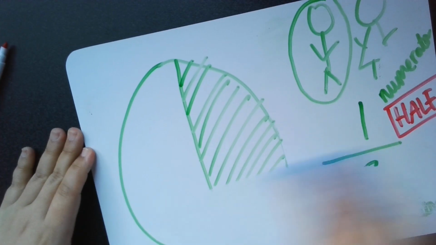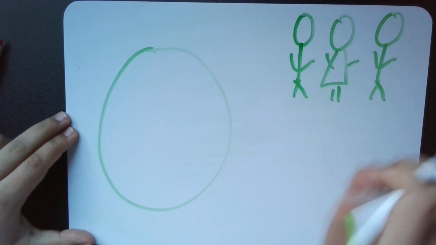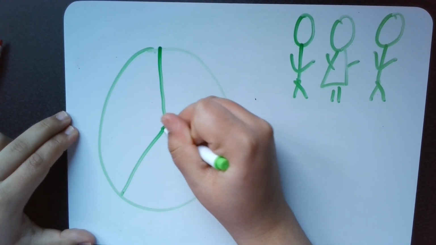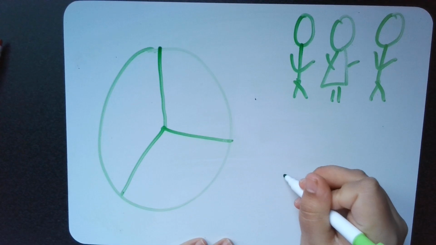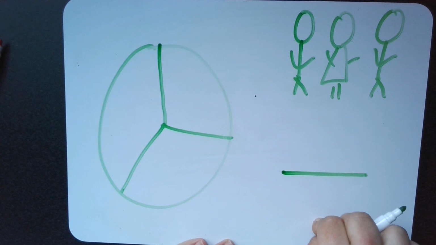Similarly, let me just draw this out again. This time I've got 3 people, so I'm dividing into thirds. I'm going to do the same thing. I'm going to draw my vinculum. First, I'm going to write my denominator. That's how many parts we've got all together.